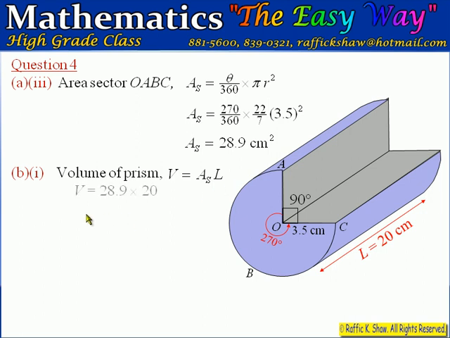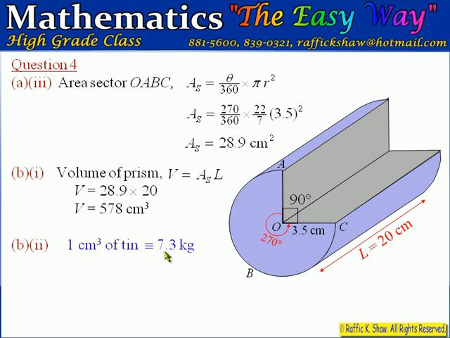So we can put those values in. The volume of the prism V is the area of the uniform cross section, which is 28.9 centimeters squared from here, multiplied by the length of the prism, which is 20 centimeters. When we crunch those numbers, we see that the volume of the prism is 578 centimeters cubed.